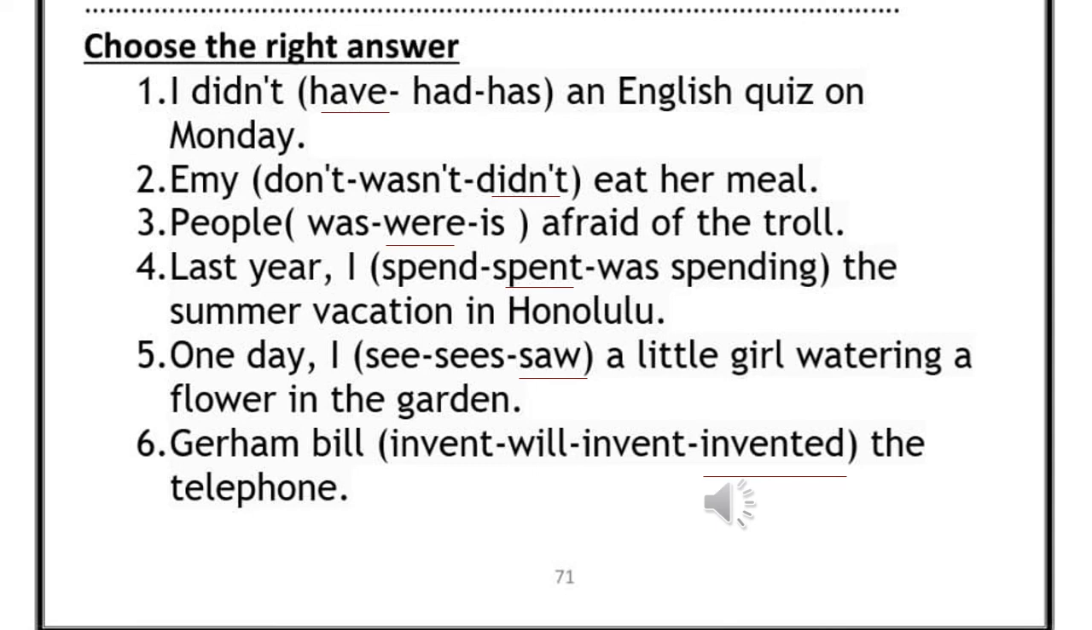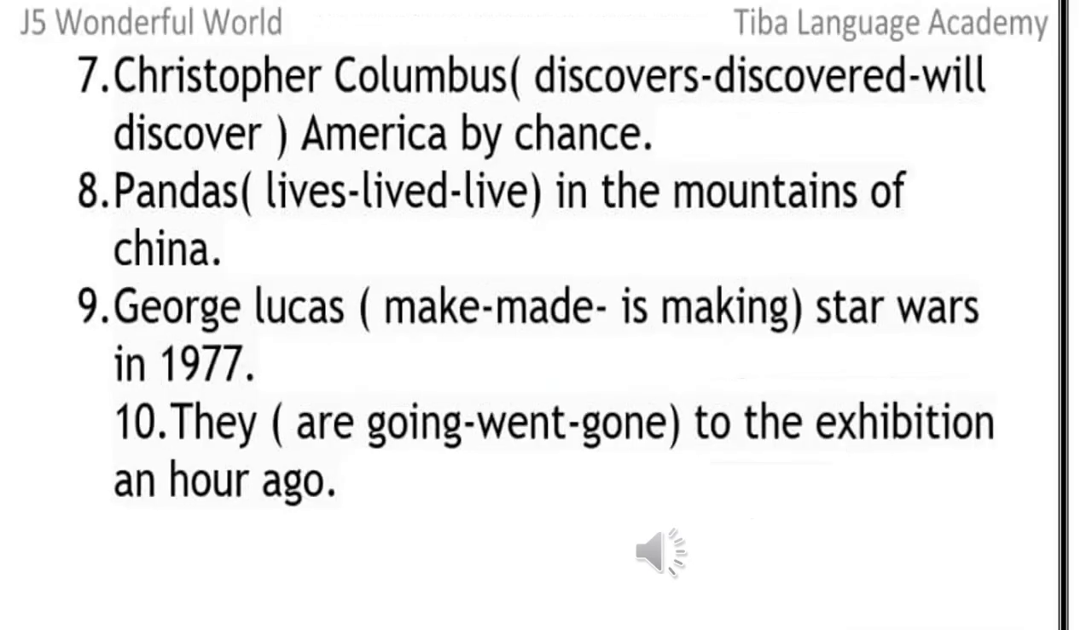The answer is spent. Number 5, one day I saw a little girl watering a flower in the garden. The answer is gonna be saw. Number 6, Graham Bell invented the telephone. The answer is invented. Number 7, Christopher Columbus will discover America by chance. The answer is discovered.